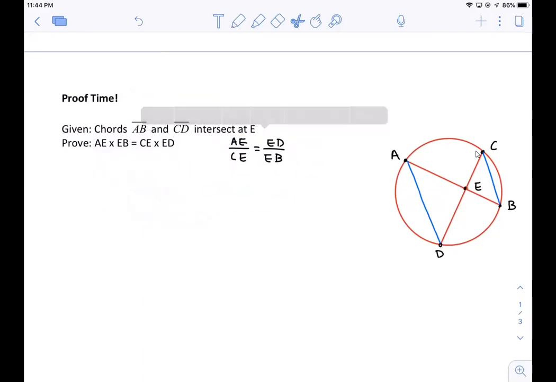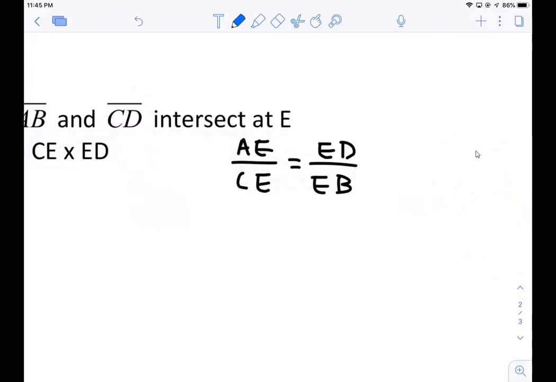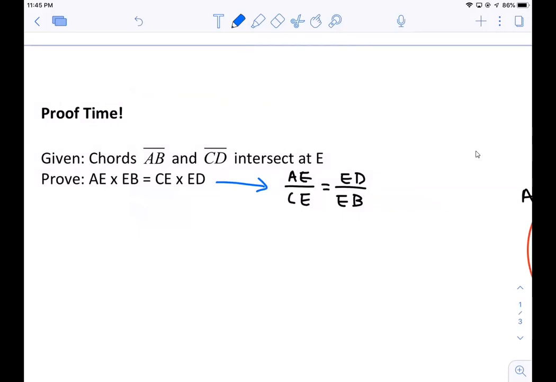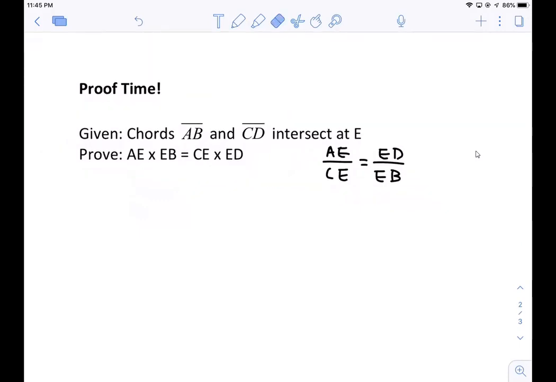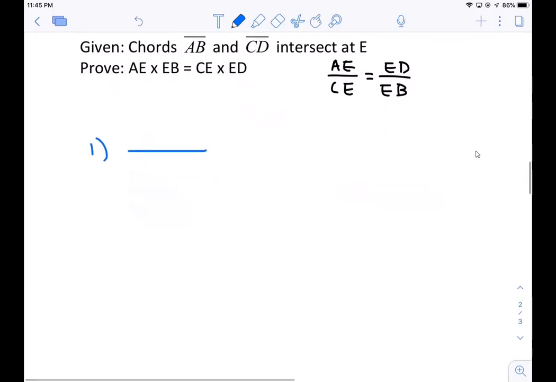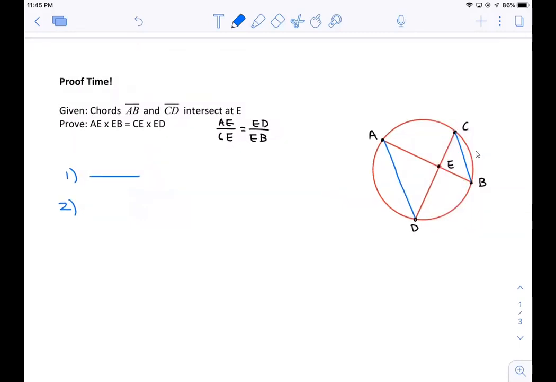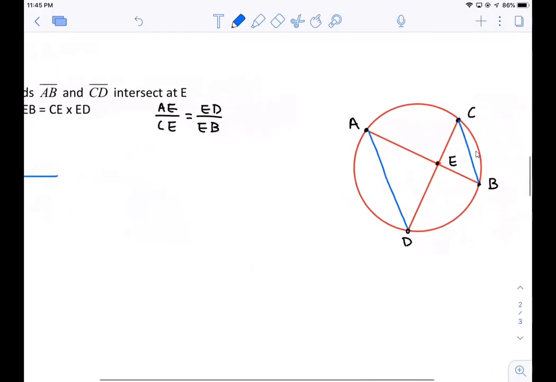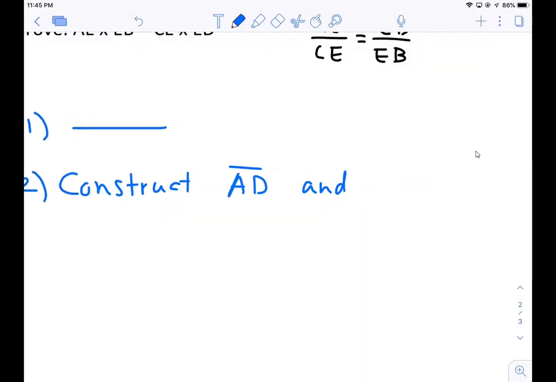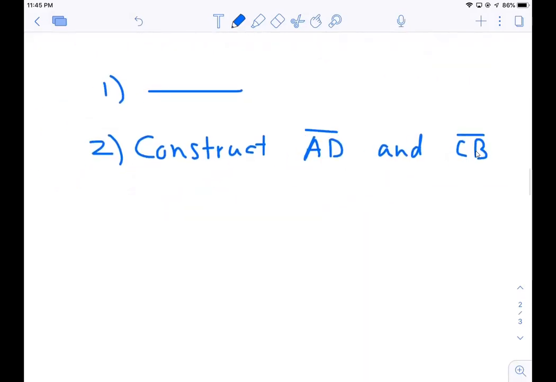So looking at that final statement, this is what we can surmise we need to do. And we just kind of work backwards. So we want to prove those two triangles similar. That's the main idea of this proof. So step one, write down your givens, right? Make sure you actually write them out, not like me. Step two, let's construct AD and CB, right? Because between any 2 points, only one line segment can be drawn.